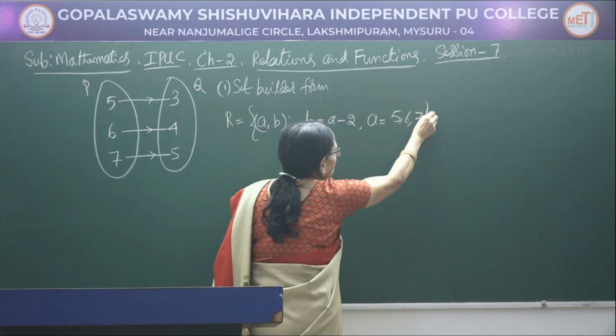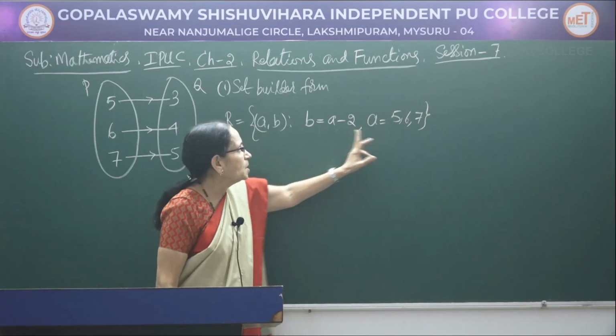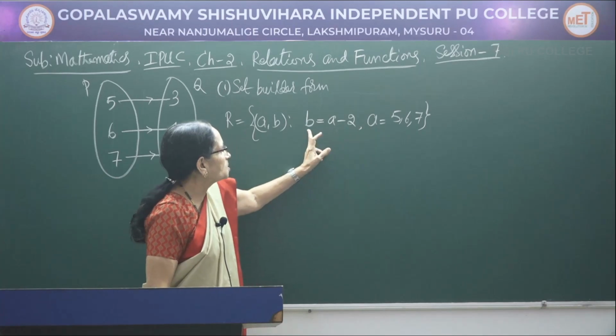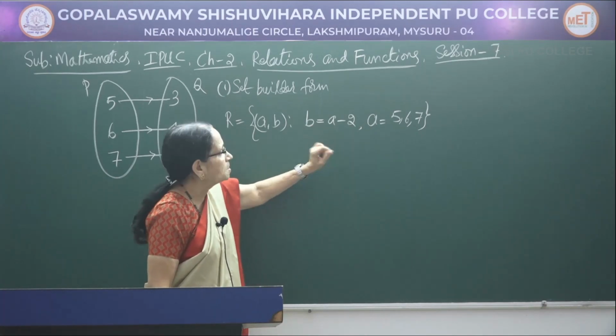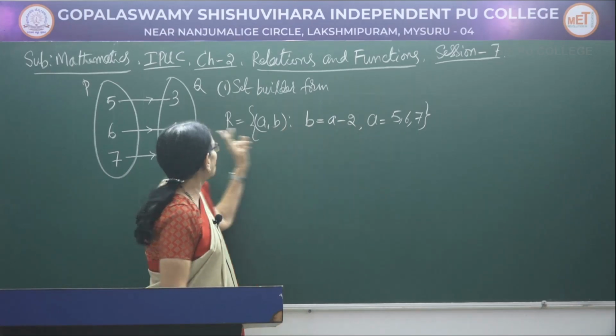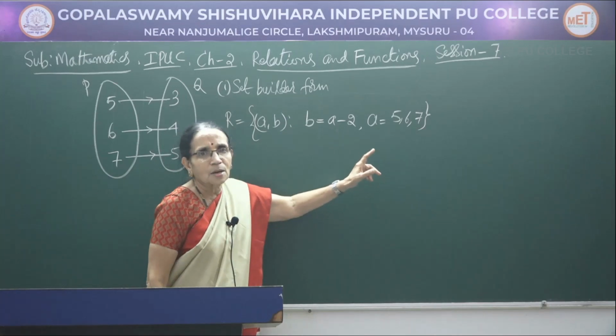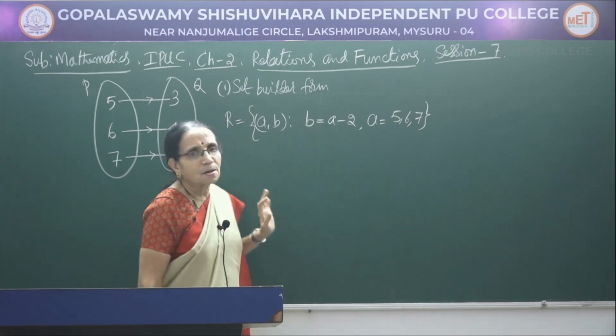Okay. Now, look here. When A takes the value 5, it is 5 minus 2. So, what is the element here? 3, and this becomes 5. Next is when A takes the value 6 here, 6 minus 2, that is 4. When A takes the value 7, it would be equal to 7 minus 2, 5, that is the third element.